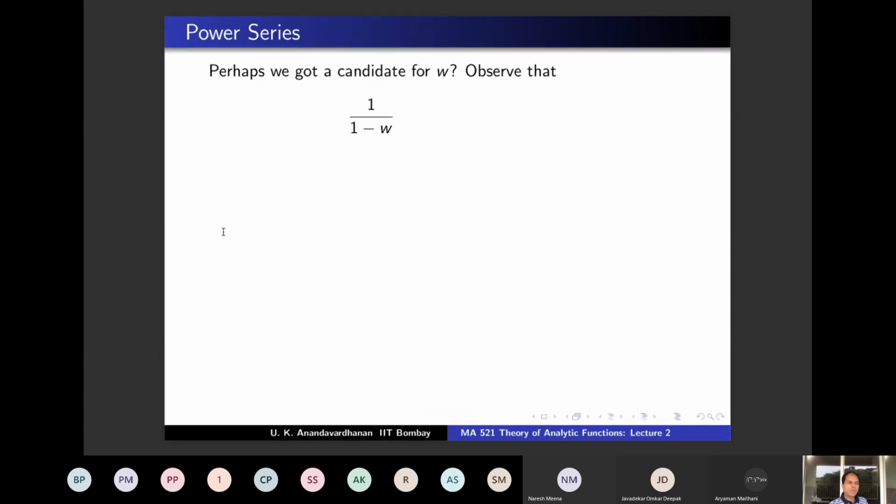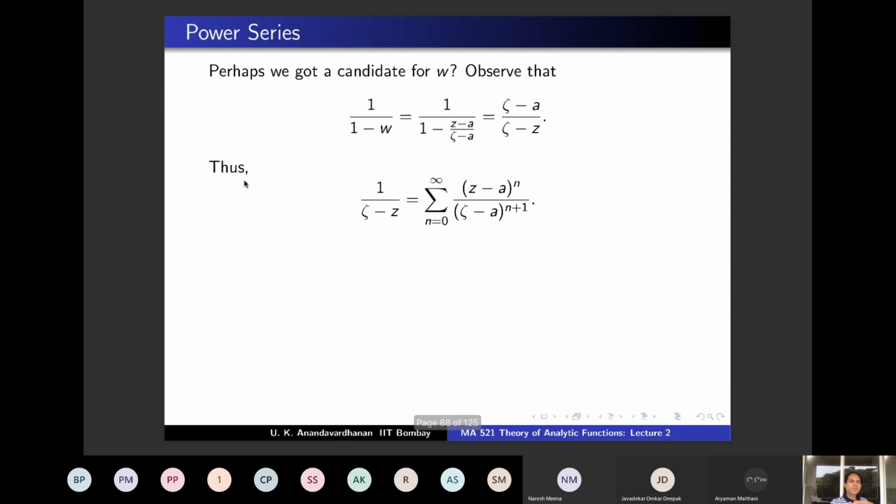Now observe what is 1 minus W if W is that quantity, (Z minus A) by (zeta minus A). So it is 1 by 1 minus (Z minus A) by (zeta minus A). Cross multiply and write that. So zeta minus A minus (Z minus A), that is zeta minus Z, over zeta minus A. So the zeta minus A comes to the numerator. So it is (zeta minus A) by (zeta minus Z). Right? This is what you are getting.